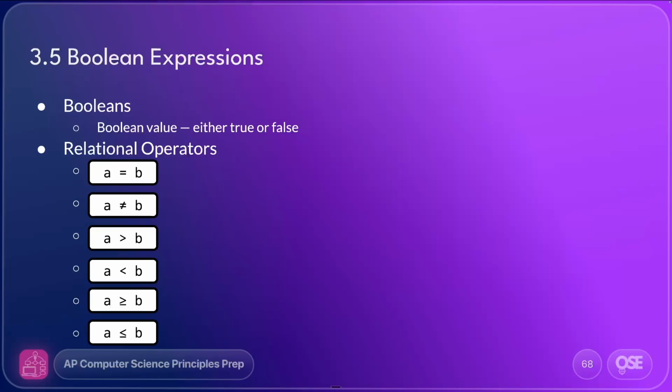Next is Boolean expressions. Booleans are either true or false. And here are some expressions, or rather operators, you have to know. A equals B checks if two of them are equal. A doesn't equal B checks if they're not equal. Then we have the alligators that check whether they're greater than or equal to, less than or equal to, greater than, or less than. I think these are what you learned back 10 years ago, so you should have it fresh in your mind.